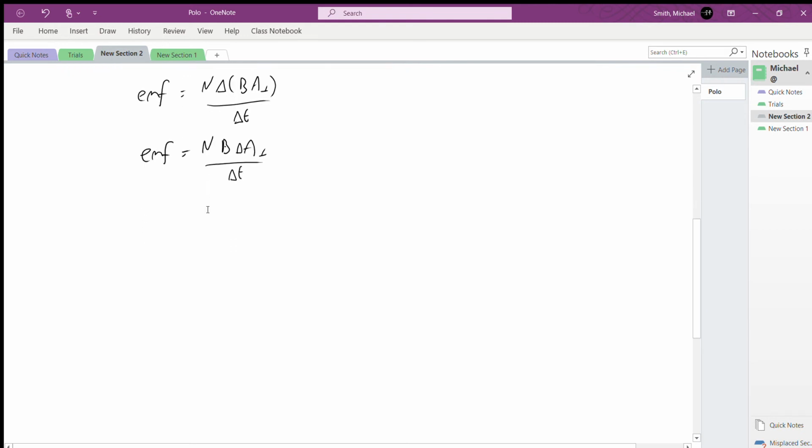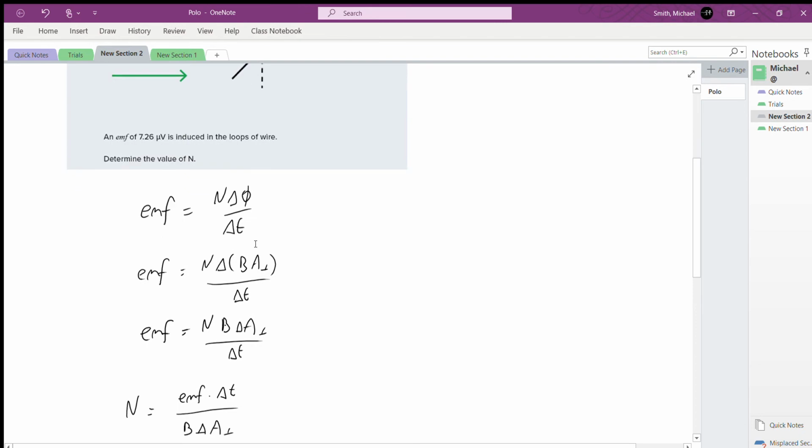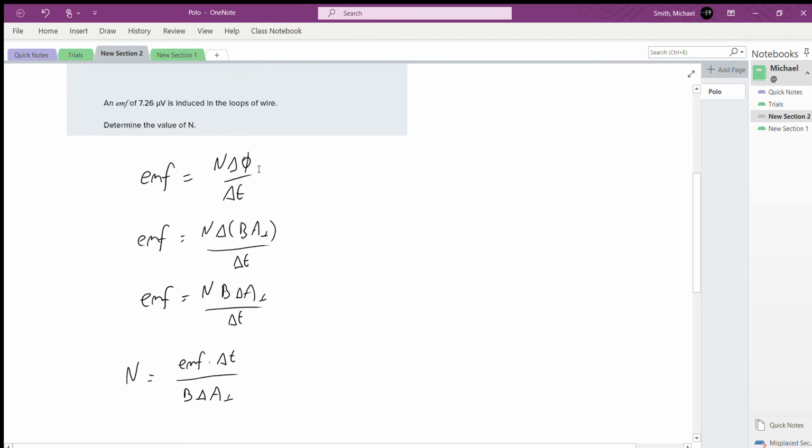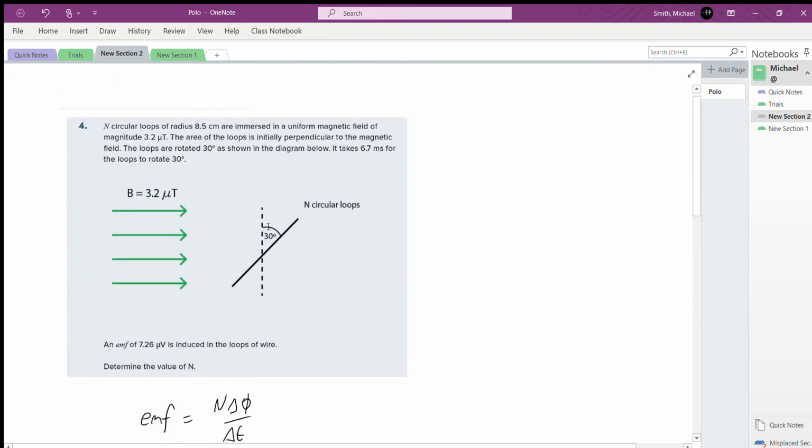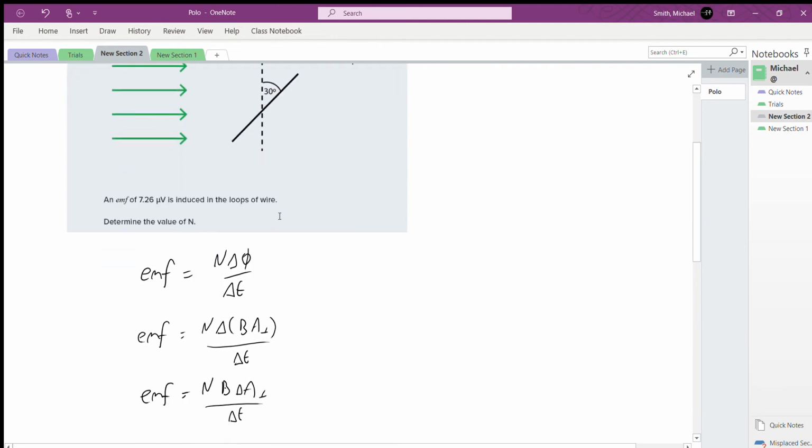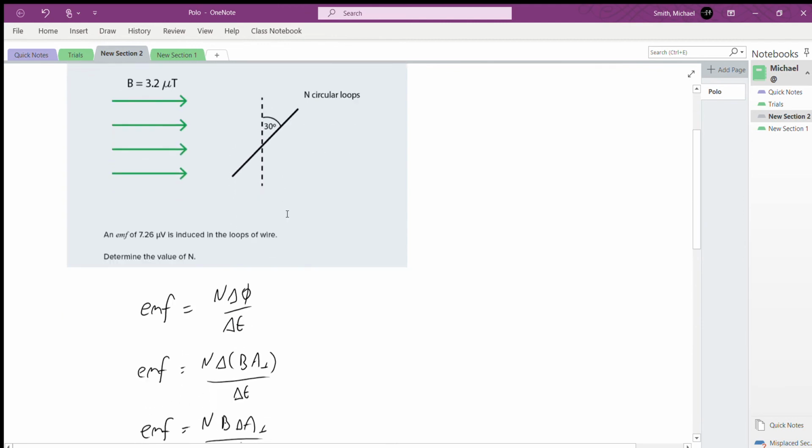Now we can rearrange this to get n on its own. So it'll be the EMF multiplied by the change in time divided by the magnetic field strength and the change in area of the loops. Now before we do the straight calculation, we need to work out what that change in area is. It's actually more difficult than it looks.